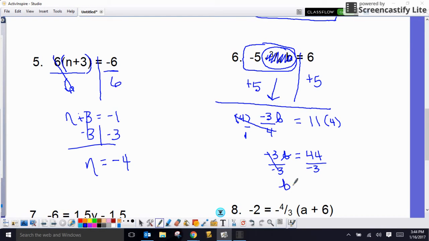That gives you b equals negative, let's see, that would go once, be 14 and 2/3. So b equals -14 and 2/3. So I certainly hope everything works out good.